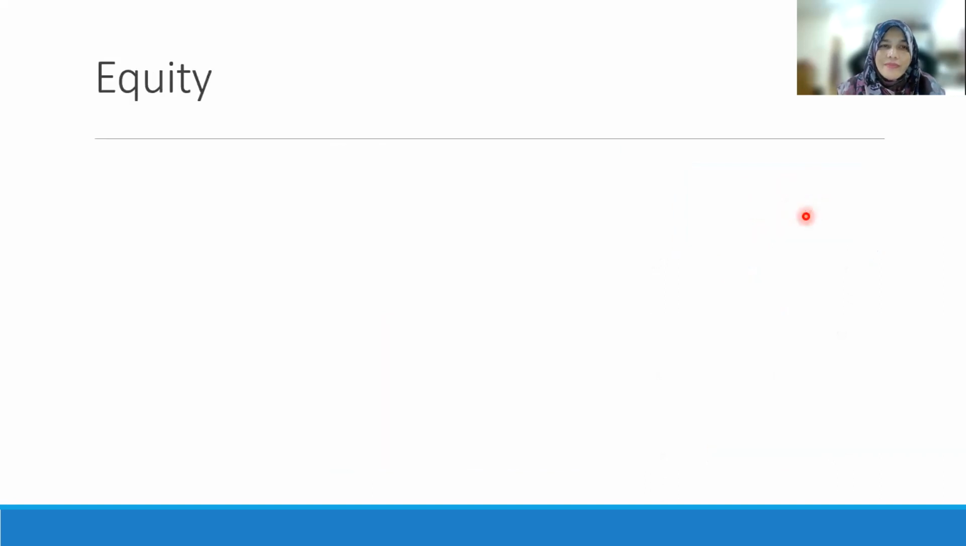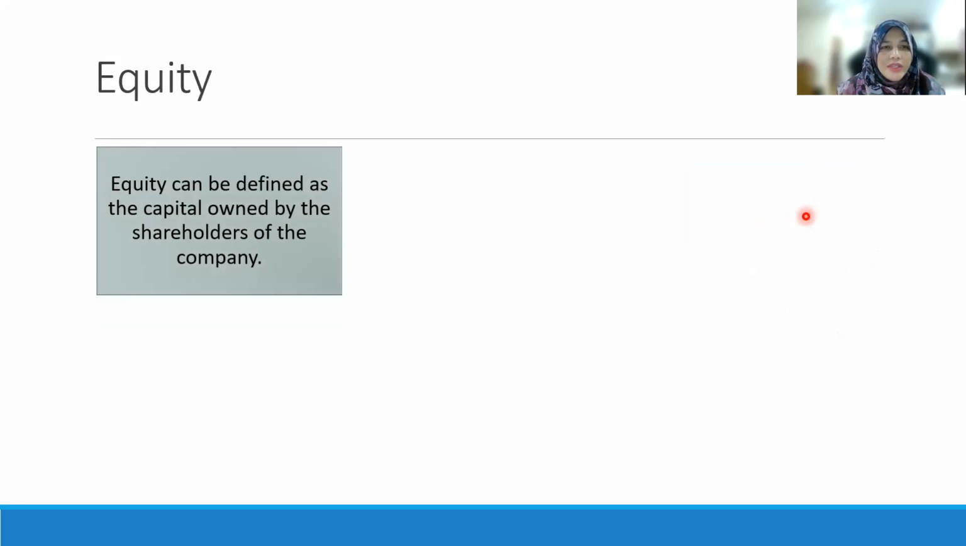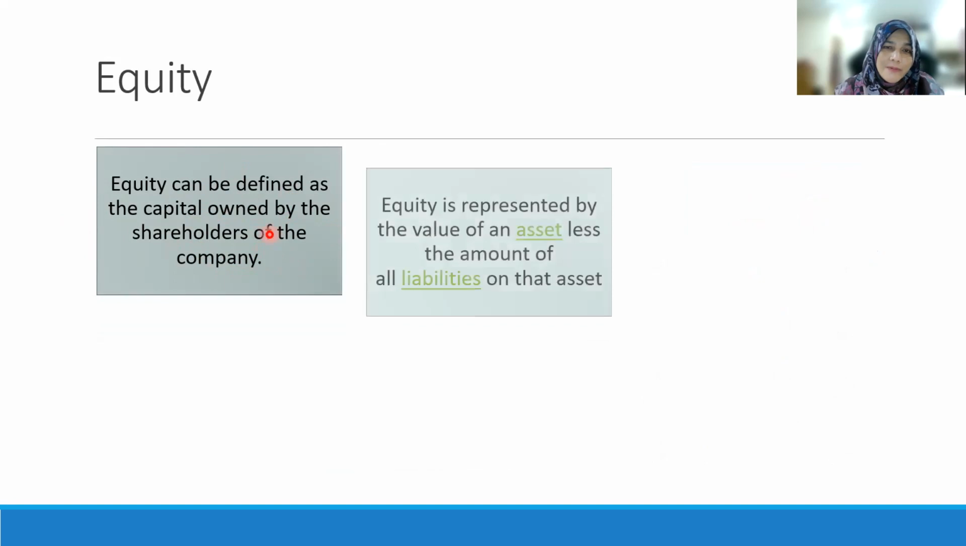Okay. All right, so now we come to equity. Equity can be defined as the capital owned by the shareholders of the company. So usually equity starts with the capital provided by the shareholders. Before they start the business, they will put the money in the business and say, okay, this is our capital. Usually it is reflected by the amount of shares.